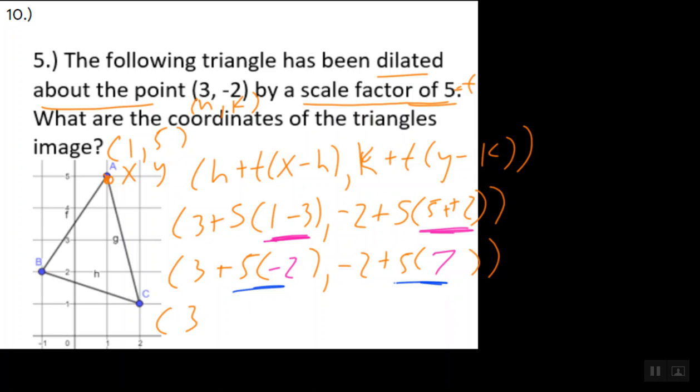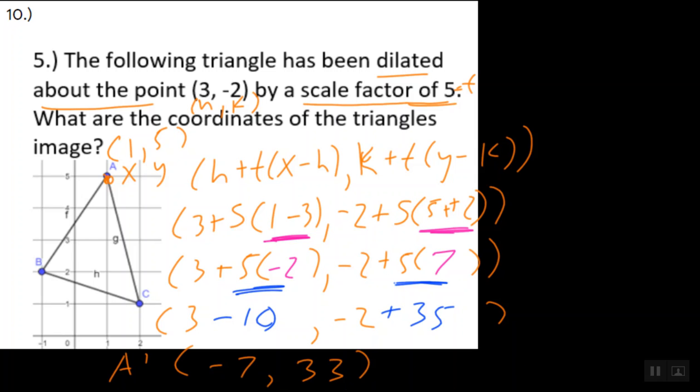So I have 3, comma, negative 2, parentheses. And it turns out that 5 times negative 2 is negative 10. And 5 times 7 is positive 35. From here, to finish out the problem, 3 minus 10 is negative 7, comma, negative 2 plus 35 is positive 33, and there's our value for A prime. Now that is not in the answer choices. You'll have to follow the exact same steps for B or C to find B prime or C prime and see which one is correct.